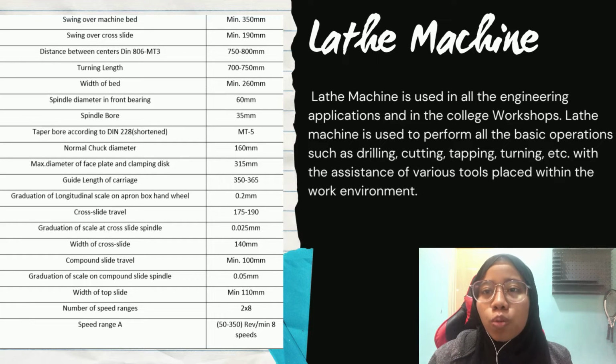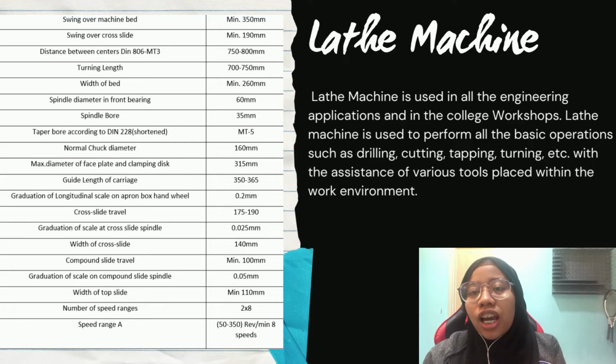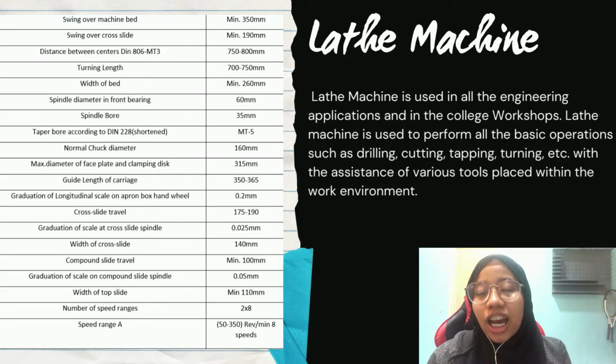slide spindle 0.025 mm, the width of cross slide which is 140 mm, and the compound slide travel which is 100 mm, the graduation of scale compound slide spindle 0.05 mm, the width of top slide that is 110 mm. Then the number of range is 2 times 8. Then the speed range is 50 until 350 revolutions per minute in 8 speeds.